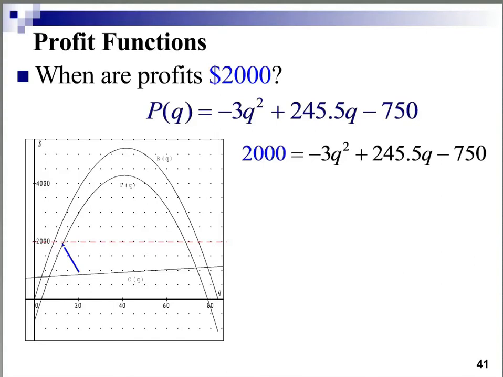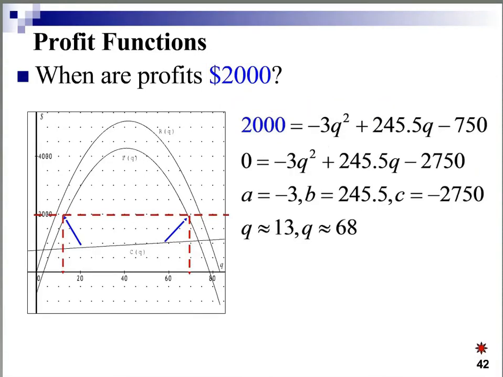So if we were to solve this algebraically, we would set 2,000 equal to the profit on the left. We have our profit function on the right. And then again, because it is a quadratic, we need to set this equal to 0. So we will just subtract 2,000 from both sides, and then we will proceed and solve with the quadratic formula.